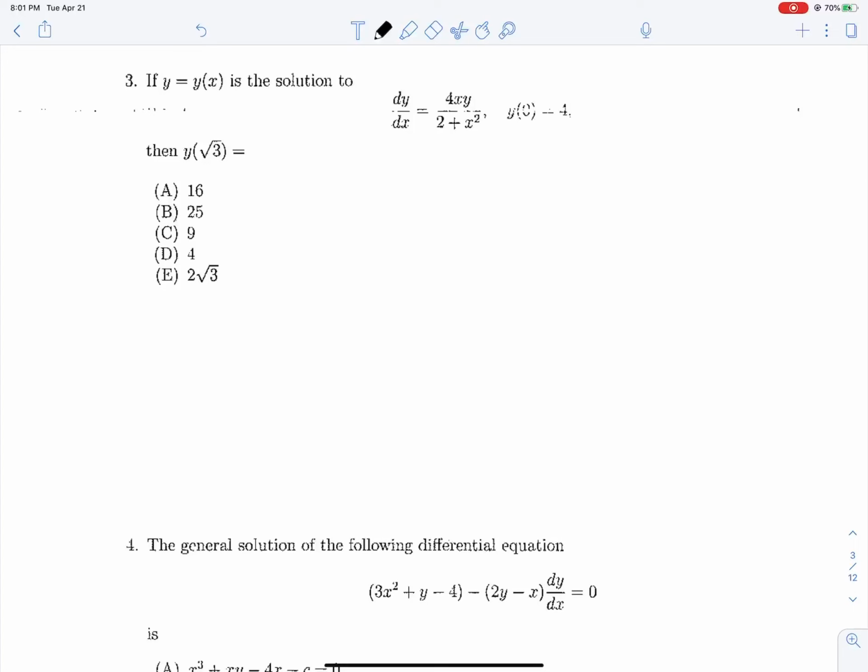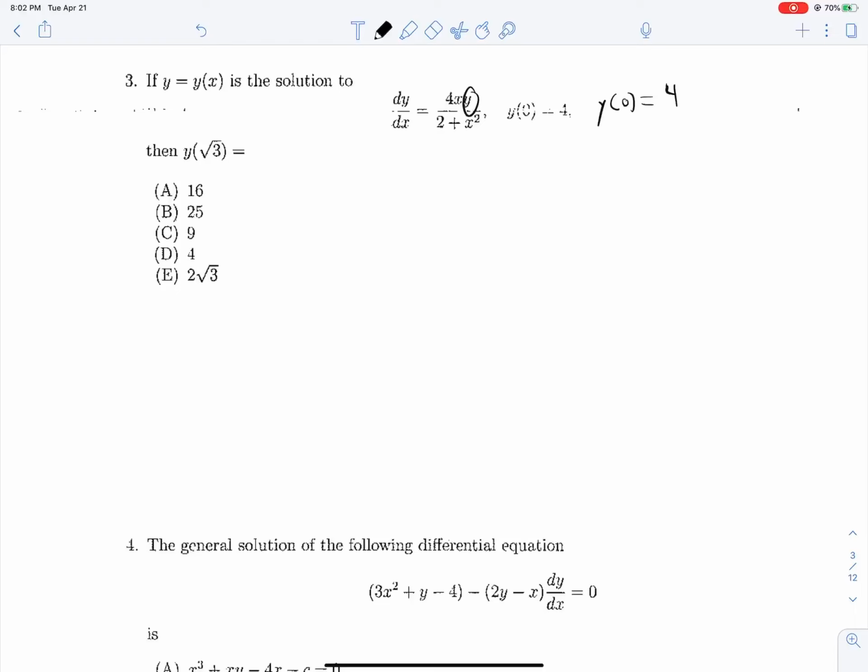If y of x is a solution to this differential equation here, then what is y at root 3? I believe this condition here says y at 0 is 4. So sometimes it's a little bit difficult to tell what you're supposed to do with this kind of question, especially when you're seeing a rational expression and you might want to try to apply the whole y over x equals v substitution. But, and this always happens to me, it's just separable.